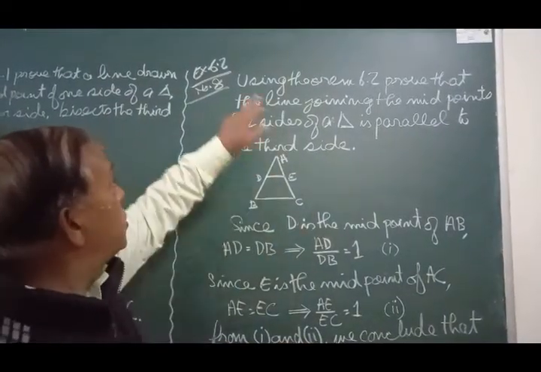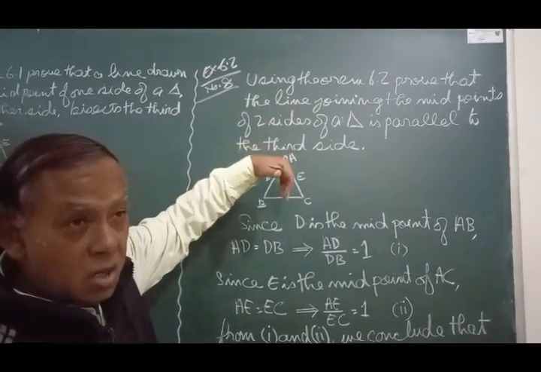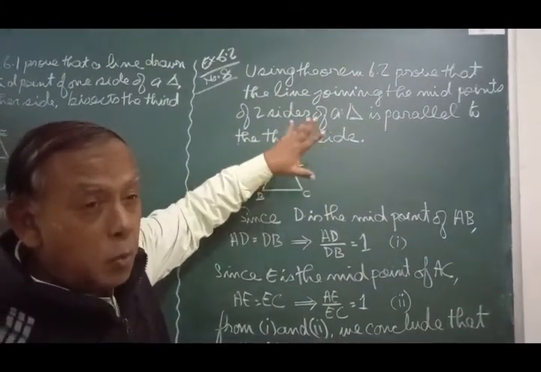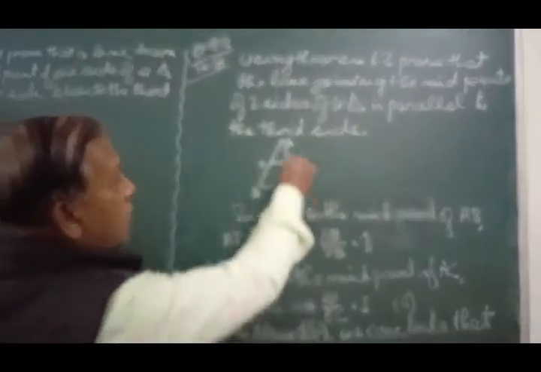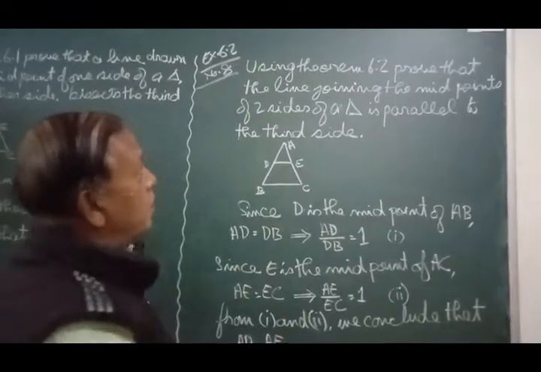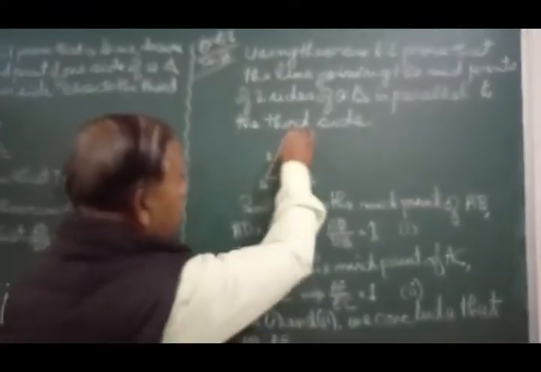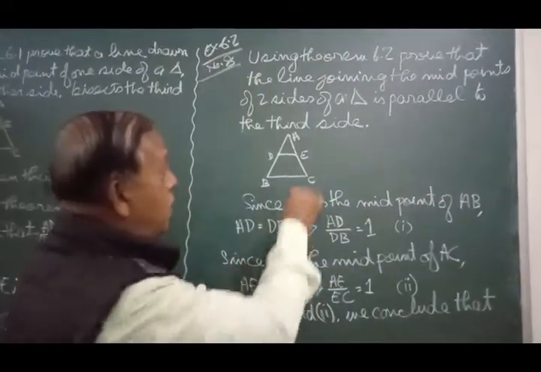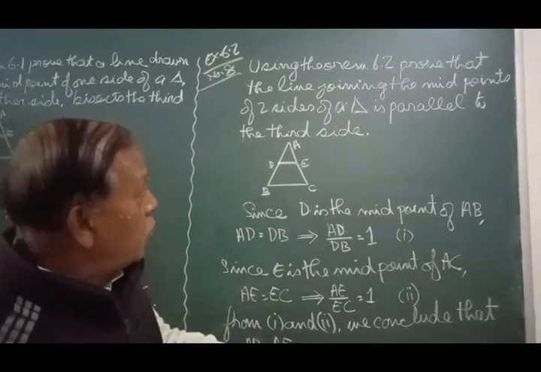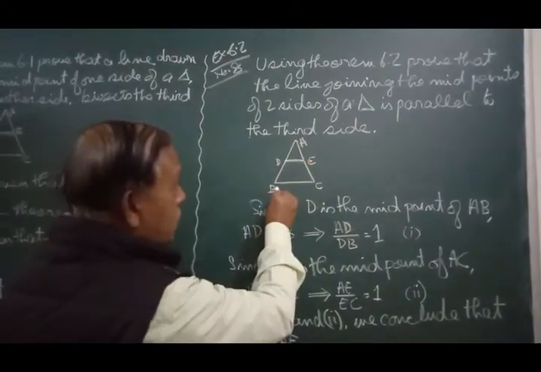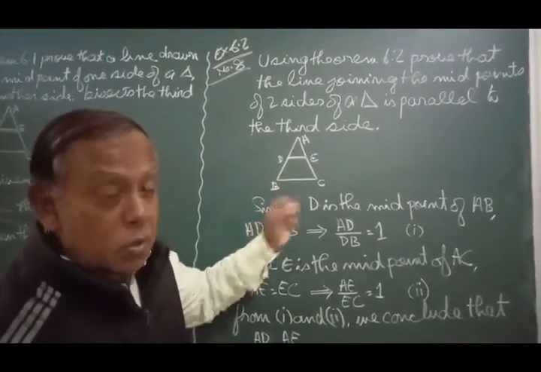We have now question number 8. And the question is telling us what to do, and therefore we have to draw the figure. How to do it? Triangle ABC. And then D is the middle point here, E is the middle point here, and we are joining the two middle points. And what are we supposed to prove? DE is parallel to BC.